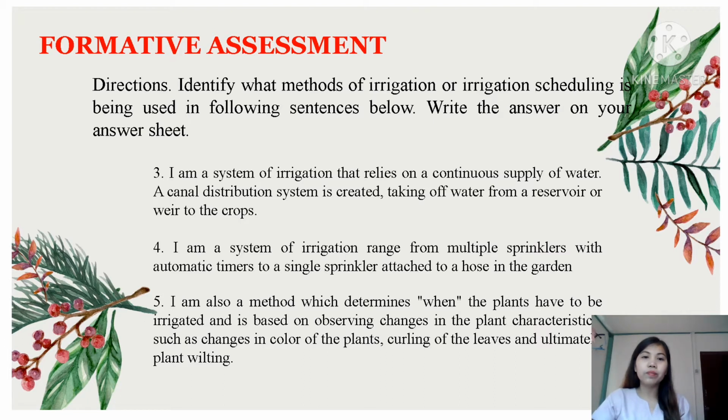Number 4, I am a system of irrigation range from multiple sprinklers with automatic timers to single sprinklers attached to a hose in the garden. Number 5, I am also a method which determines when the plants have to be irrigated and is based on observing changes in the plant's characteristics such as changes in color of the plants, curling of the leaves, and ultimately plant wilting.